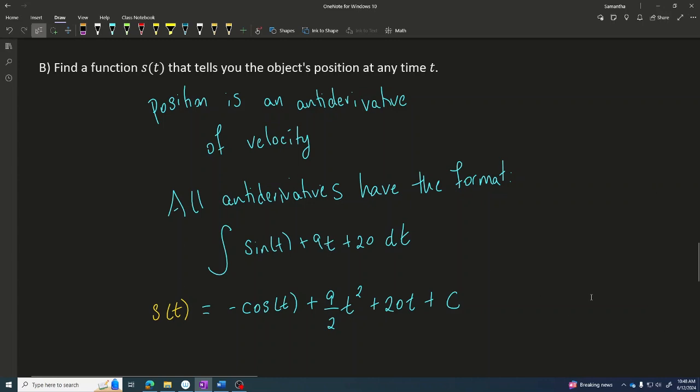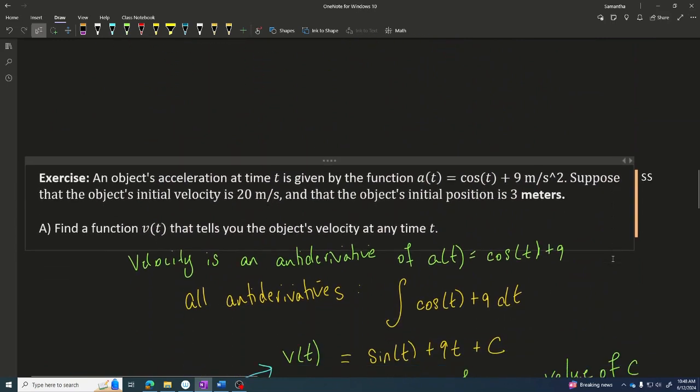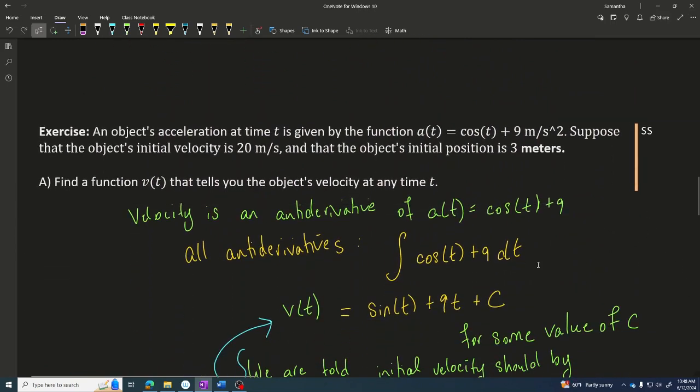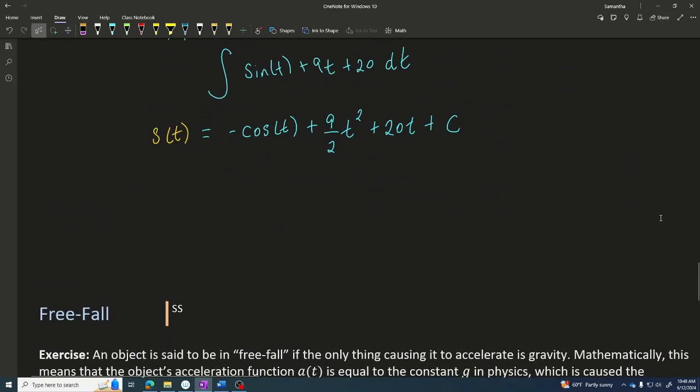So what am I going to do to help me to find the specific c value for this function in this scenario? I'm going to go back to the question and I'm going to go searching for any information that might tell me a little bit more about what's going on with the object's position. And I can see that information right here. The object's initial position, the position at time 0, is supposed to be 3 meters. So I'm going to put that information in here. Initial position should be 3.